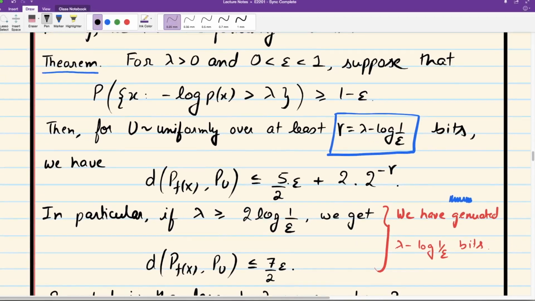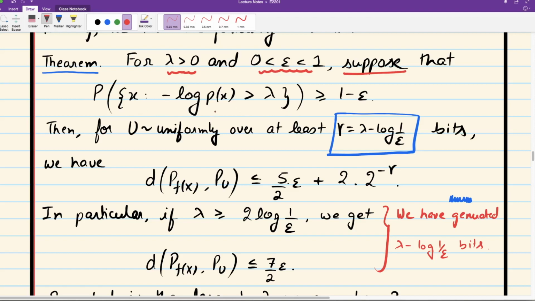This looks very much like our source coding theorem. So take any lambda, this is a parameter. Take any epsilon, this is another parameter. Suppose, so this is an assumption, that you can find a lambda such that with large probability exceeding 1 minus epsilon, minus log px is greater than lambda. We had seen similar conditions in the source coding, the compression problem earlier. So suppose this condition holds.